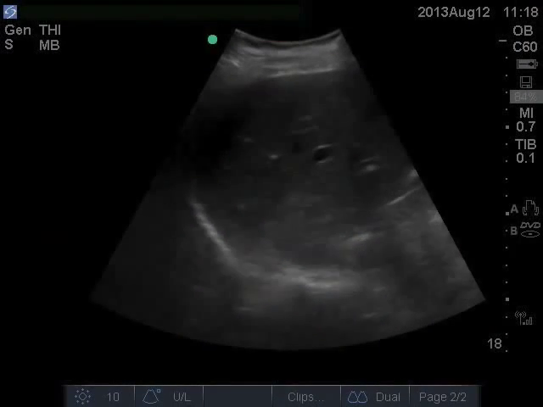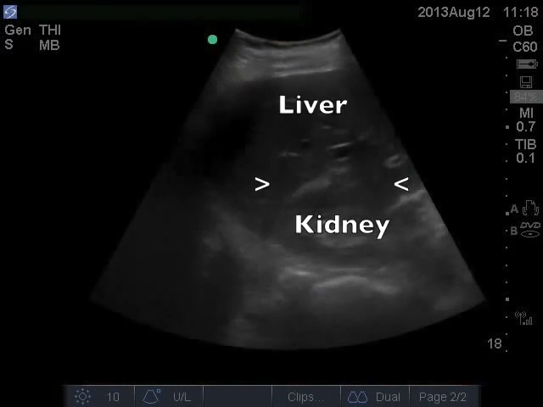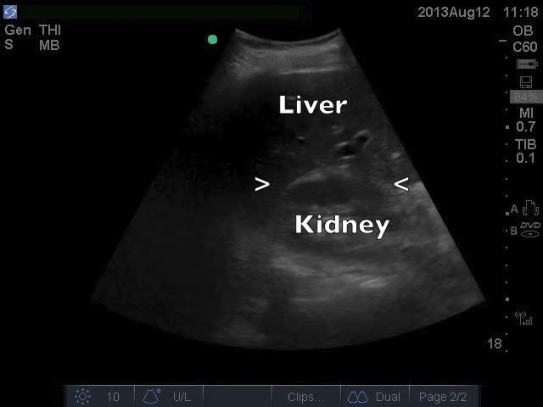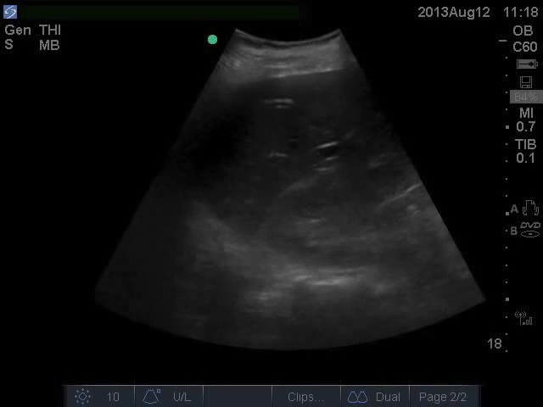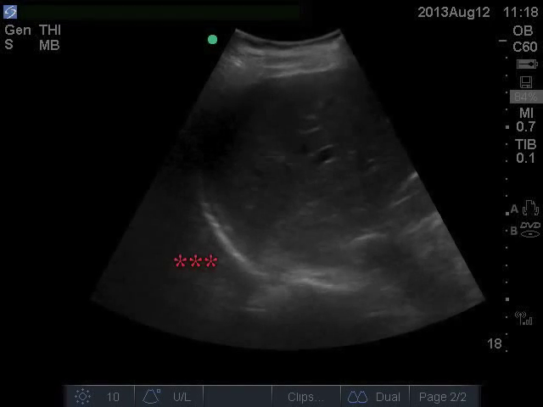Here is Morison's pouch, the space between the liver and the kidney. There may be some adipose with a gray tint in this area, but there should be no dark black stripes, which would indicate free fluid. Be sure to angle your probe above the diaphragm and look for pleural fluid, which would be black and presumably hemothorax in the trauma patient.